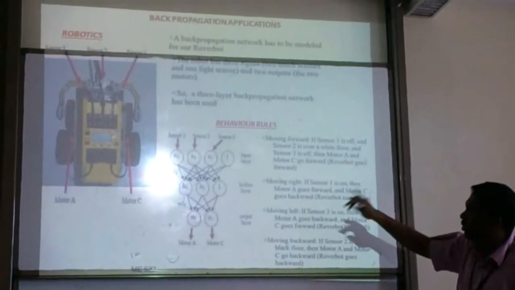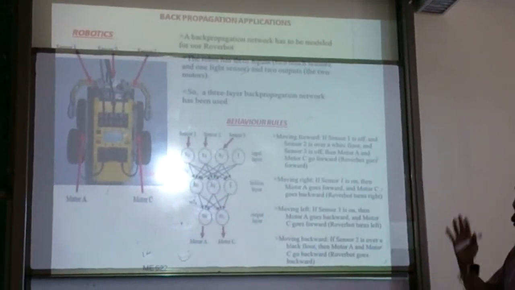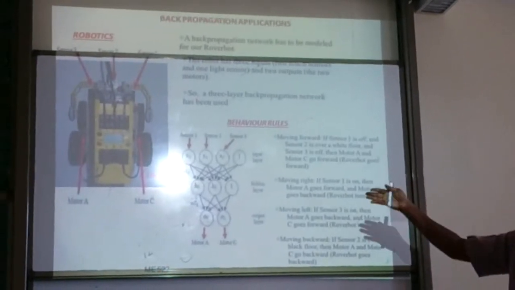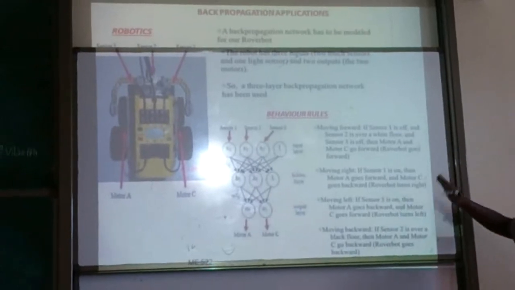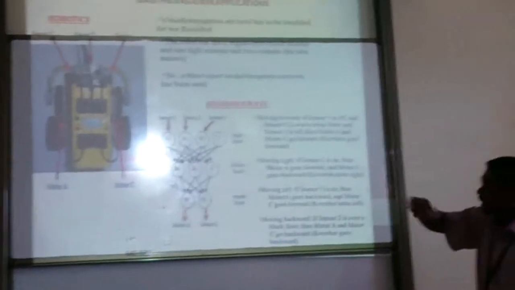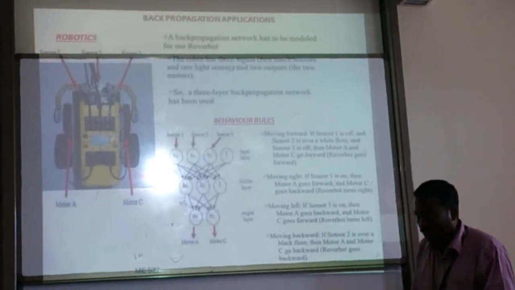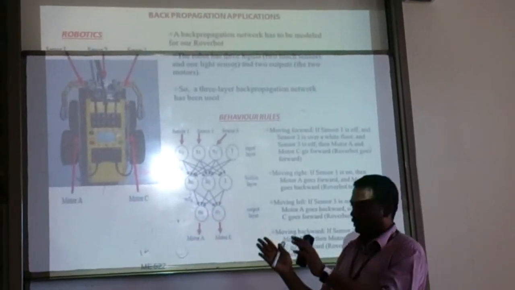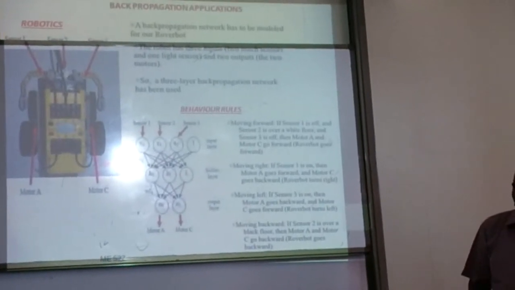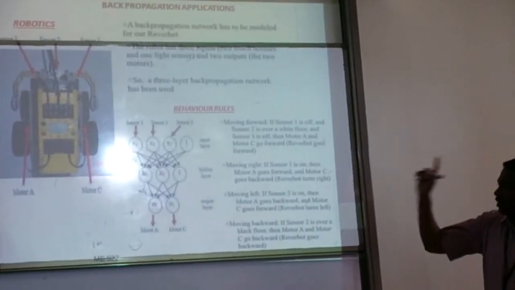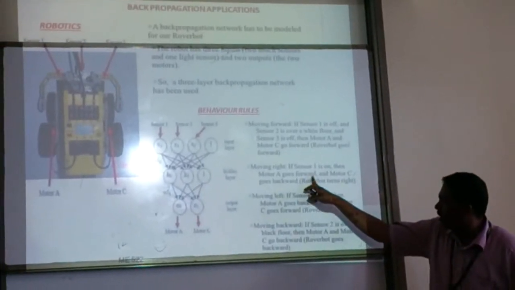For example, sensor 1 will activate and sensor 2 and sensor 3 will be off. This is the consideration for training the neural network. Moving forward, sensor 1 is off and sensor 2 and sensor 3 are off. Then only motors A and C go forward, both motors simultaneously in the forward direction. If you have to move the robot right, sensor 1 should be on and the other sensor should be on, motor A goes forward and motor C goes back.